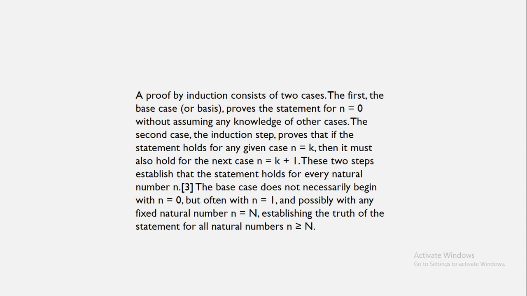A proof by induction consists of two cases. The first one is the base case, or basis. The basis proves the statement for n equals 0 without assuming any knowledge of other cases.